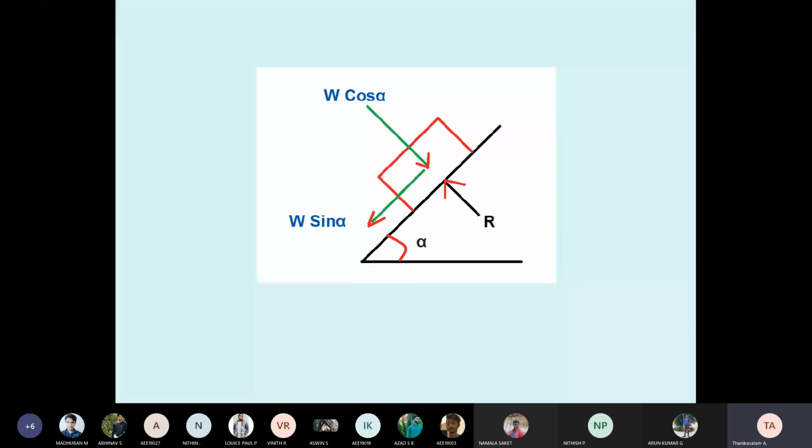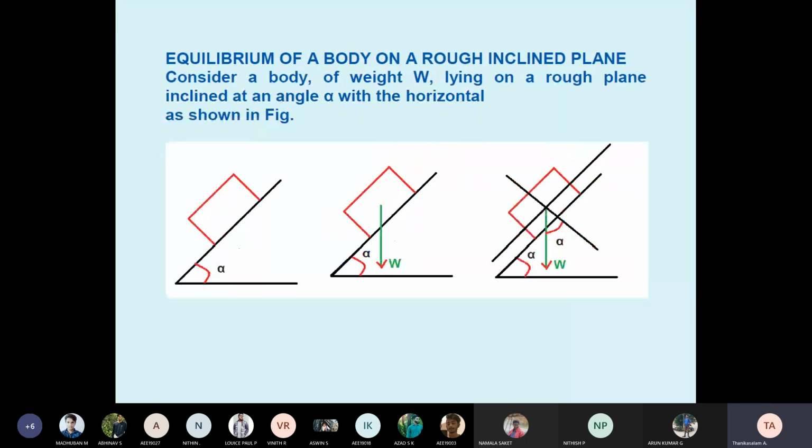Previously we drew the weight acting only vertically downward. Why had I taken it vertically downward? Because the surface was horizontal. Now the surface is inclined, so we want components. That's why we drew the XY axis with respect to the inclined plane. Students, with respect to the inclined plane, I drew the XY axis.